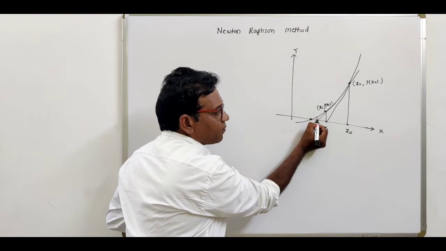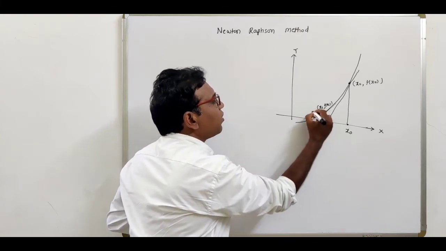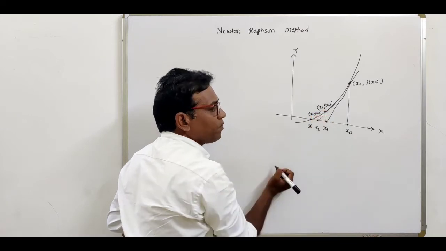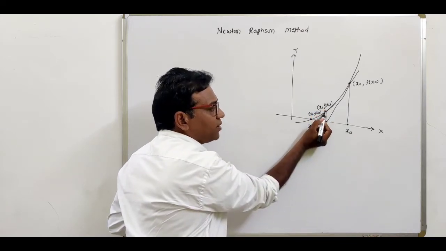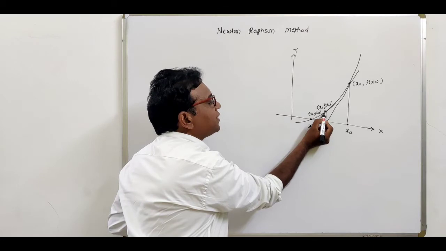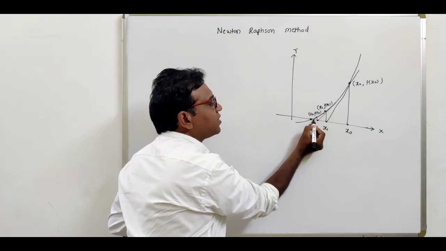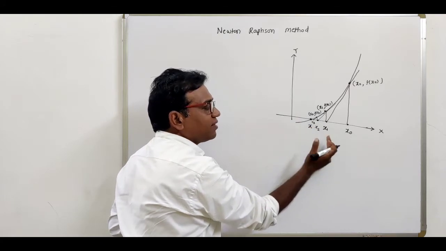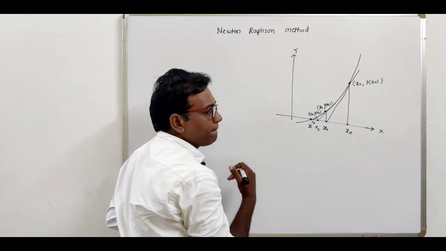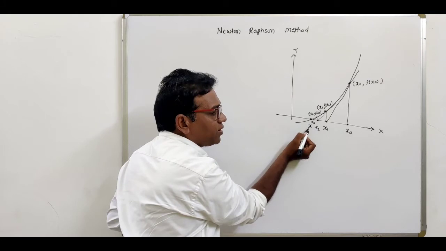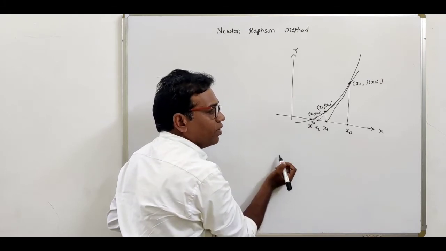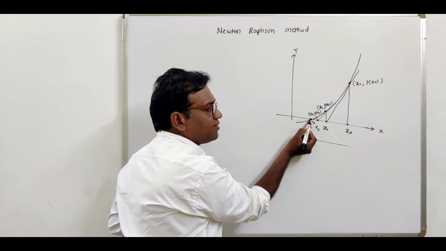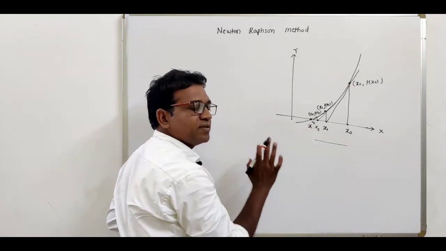Again draw this line. What are the coordinates? This is x2 comma f of x2. Again draw the tangent at this point. So this tangent meets x-axis at this point. Suppose it is x3. x3 is again some better approximate root, which is very close to this actual root. So we continue in this way until we get this actual root, that is x.